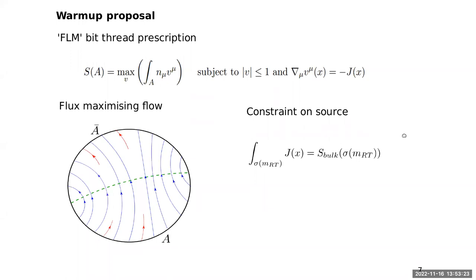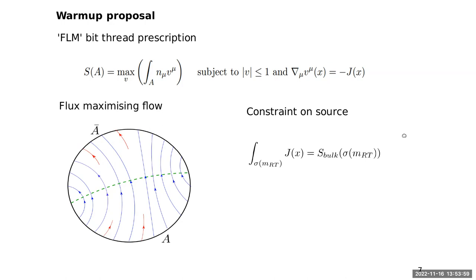Okay, so that takes me on to my warm-up proposal, which I'm going to give you to make the point of what does or doesn't work, what we do not want in a flow prescription. This is an FLM, in quotation marks, bit thread prescription, because it's sufficient to capture this subleading correction at one over large N, which I mentioned when addressing Aidan's question before.